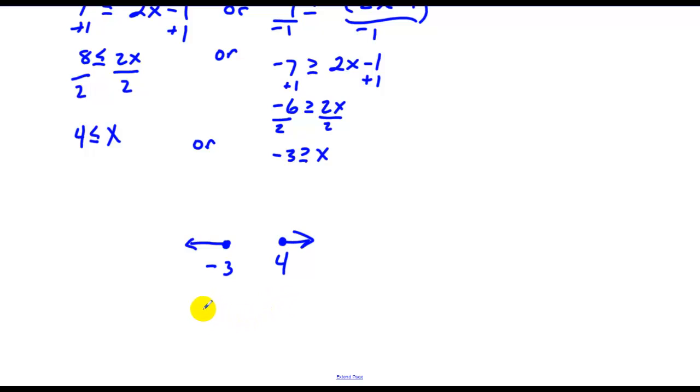Looks like an OR. If I want to go interval notation, small number, negative infinity. Big number, negative 3. 3 is included. Infinity is not. It's an OR, so I union. Then I go 4 to infinity. Infinity is not included. 4 is.